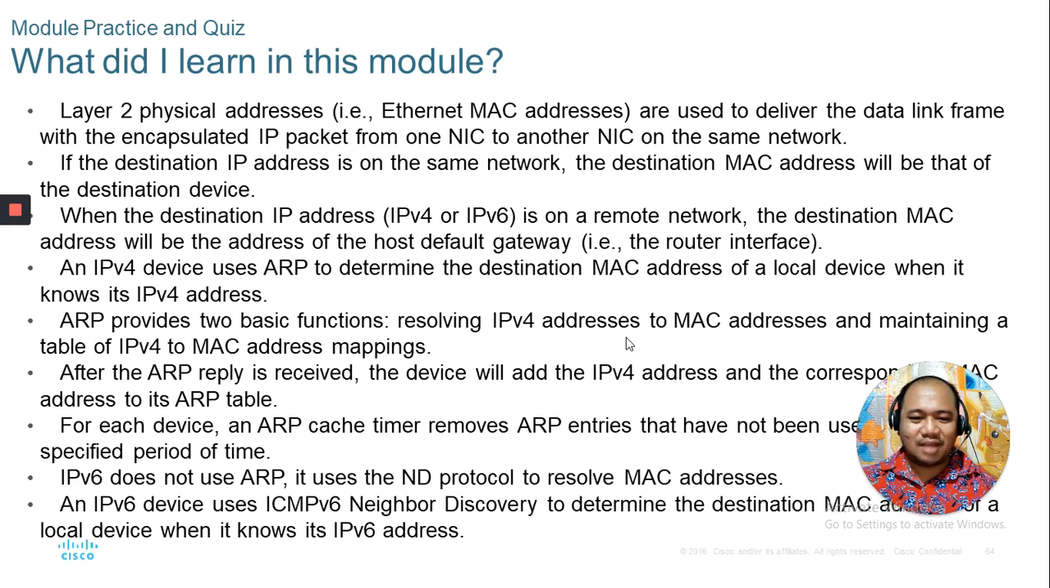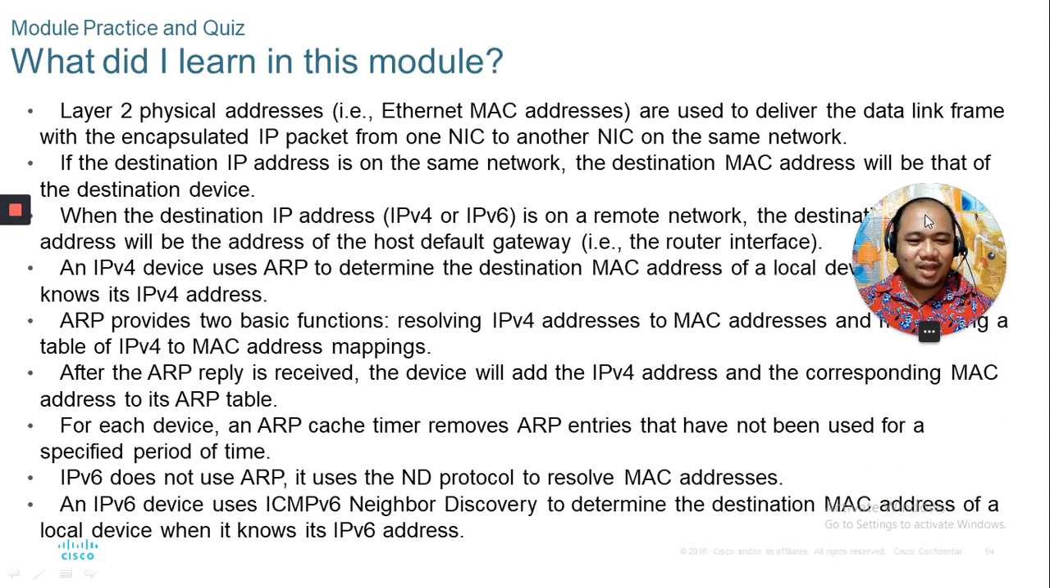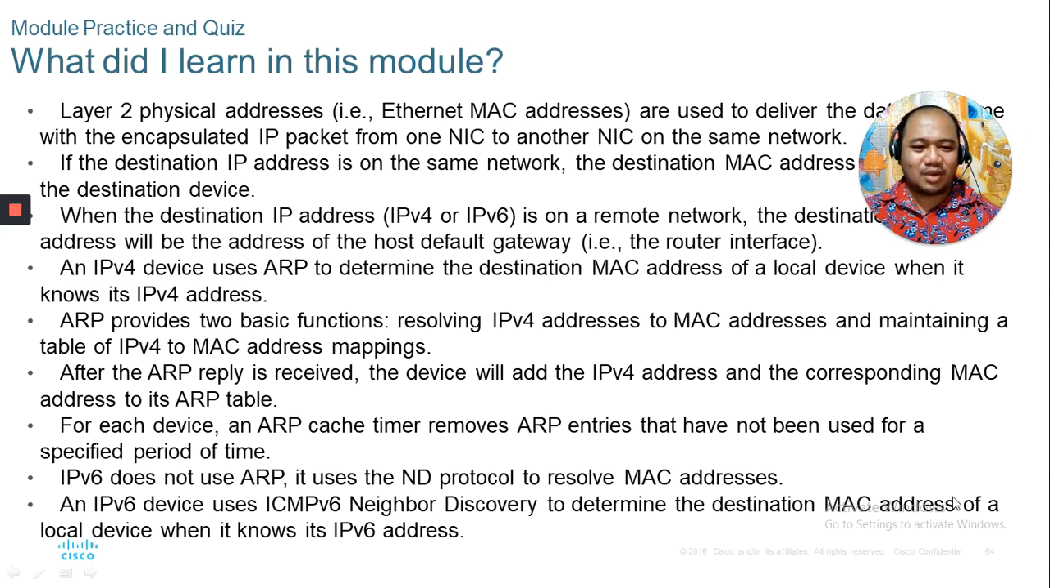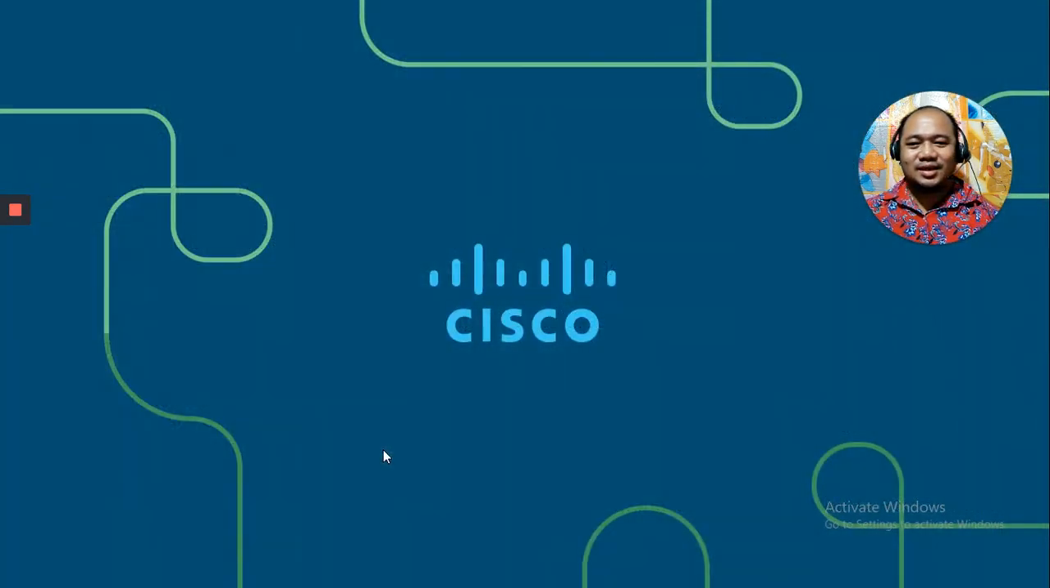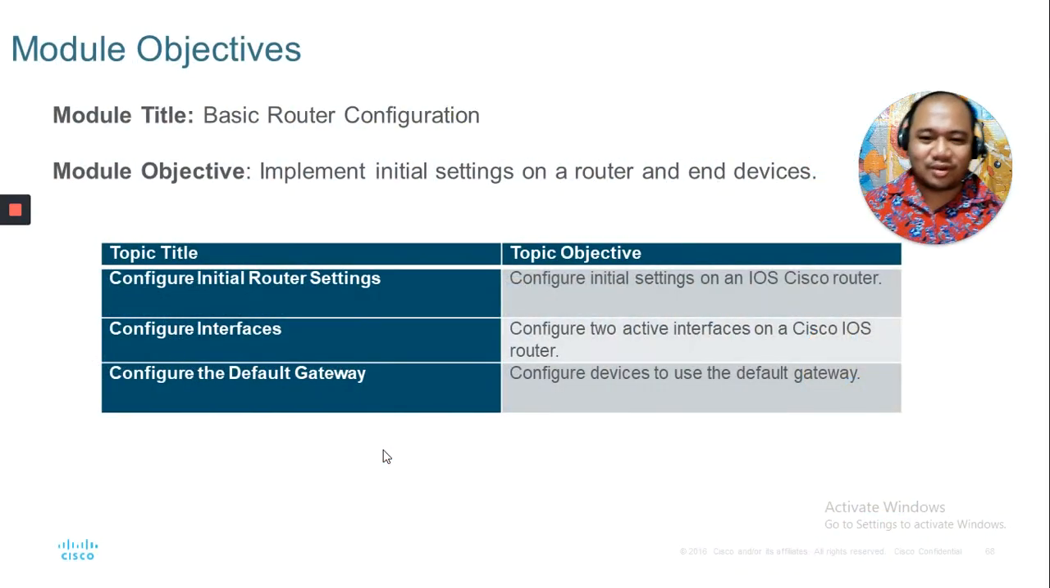For each device, the ARP cache timer removes ARP entries that have not been used for a specific period of time. So there will be a clearing of the cache also if the computer does not need that information anymore. Okay, it's just refreshing. IP version 6 does not use ARP, it uses the neighbor discovery protocol to resolve MAC addresses. The IPv6 device uses ICMP version 6 neighbor discovery to determine the destination MAC address of a local device when it knows its IPv6 address. Okay, let's move on. Basic router configuration.